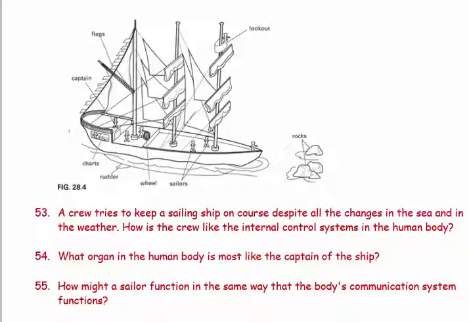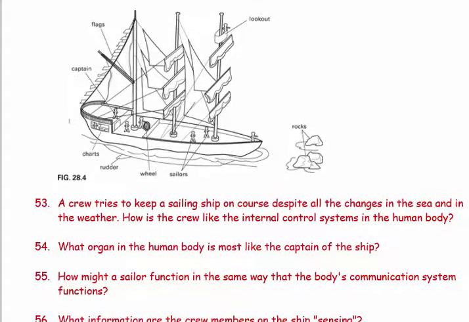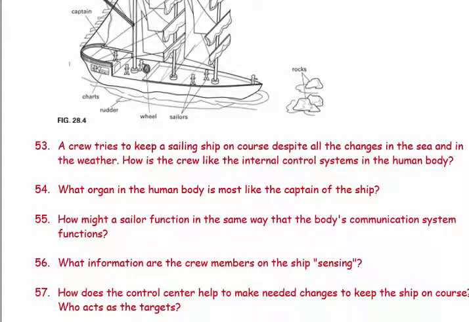54. Okay, number 54. What organ in the human body is most likely the captain of the ship? I don't think you need to think about that. It is the brain. Number 55. How might a sailor function in the same way that the body's communication system functions? Okay, so the sailor is going to receive a message from the captain and is going to give it to someone who controls some part of the ship. This is exactly like the sensor that receives the message, and then it's going to relay it to the brain, and then the brain is going to relay it to the target organ.